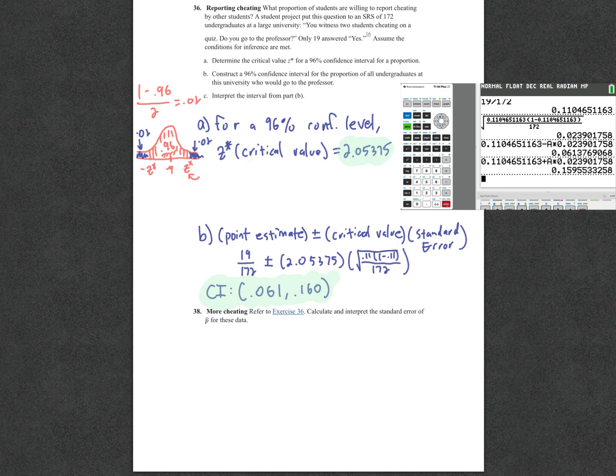Okay, so for 38, it uses the same prompt. They say calculate and interpret the standard error. We already did that, so our standard error is up here in the calculator still. I'll just write it down first. The standard error of p hat, that's the notation, will be 0.024.